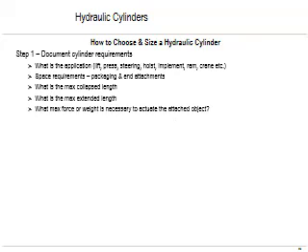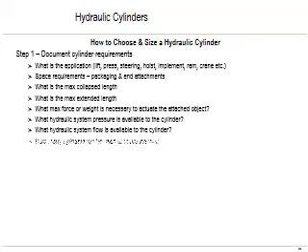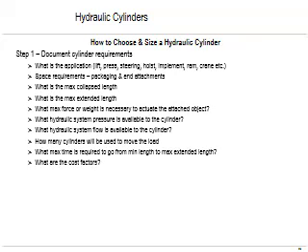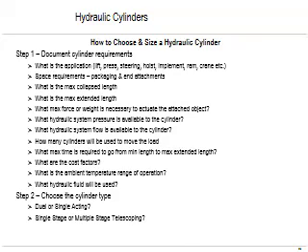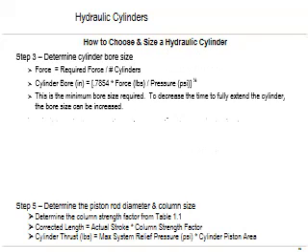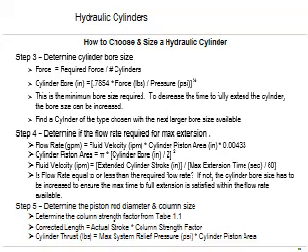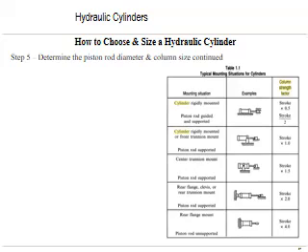So how to choose a cylinder? There are some questions, like what is the application, the space requirements, the maximum collapsed length and extended length, and the maximum force or weight. These are the factors we need to consider while selecting the actuator. There are 5 steps available. Here we see the typical cylinder mounting accessories.